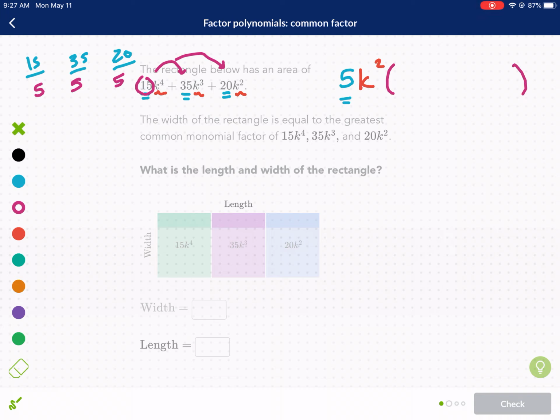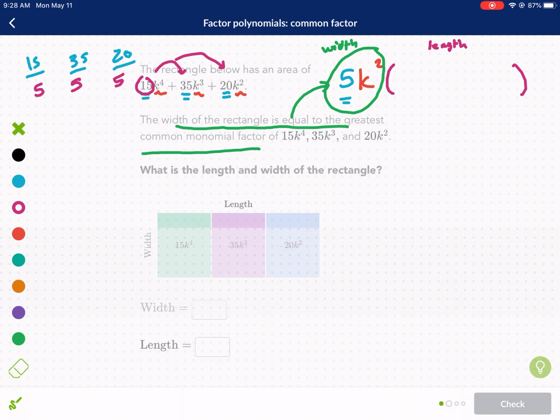Now we put parentheses. Oh, forgot to answer a question. We said the width of the rectangle is equal to the greatest common monomial factor. That's right here, so we know what our width is. Then this other part inside here is going to be our length, which is the other factor, because width times length gives you the area. And that's what it's talking about. It has an area of blah, blah, blah.